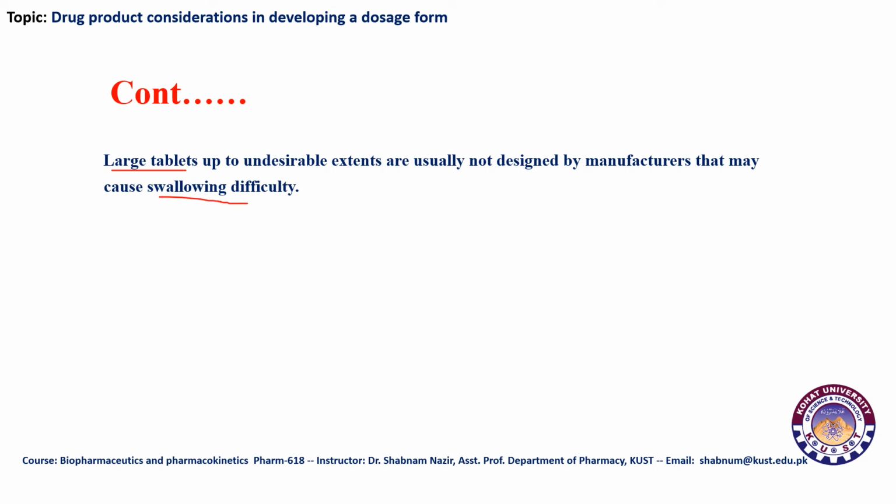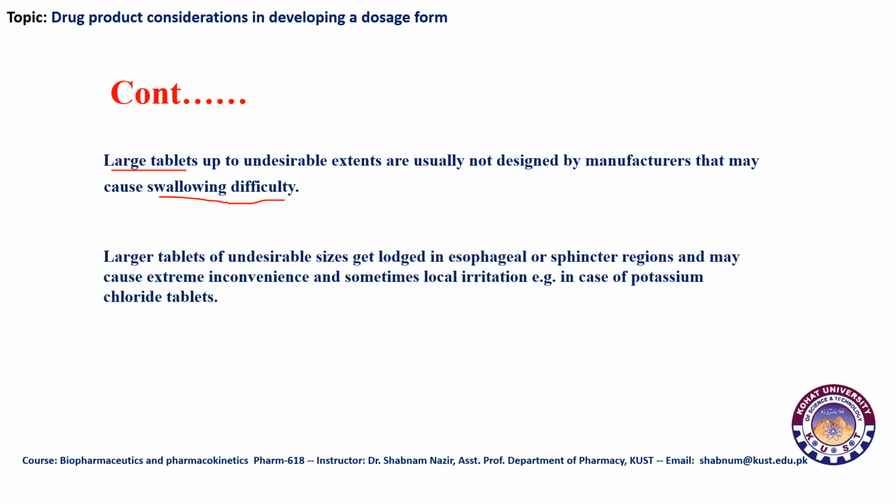This is a very important factor to keep in mind, that manufacturers won't design a shape or size which is extremely inconvenient for the patient to swallow, or which may cause irritation later on. Large tablets of undesirable sizes get lodged in esophageal or sphincter regions and may cause extreme inconvenience and sometimes local irritation in that area. An example is potassium chloride tablets.